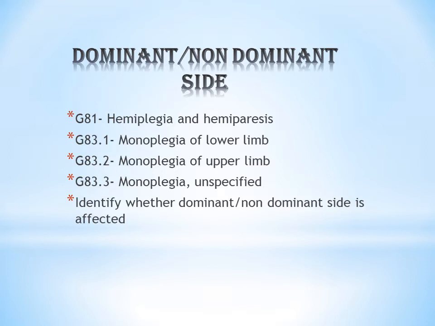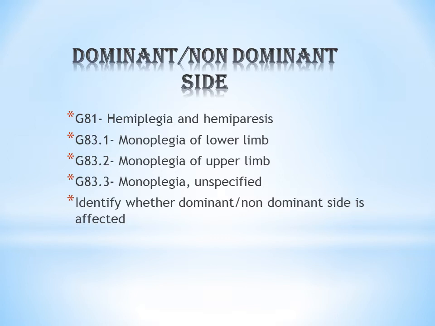Plegia means paralysis. Hemi means half, so hemiplegia means paralysis of either the right half or the left half, that is, paralysis of one half side of a body. What is monoplegia? Monoplegia means paralysis of one limb, either upper limb or lower limb. So hemiplegia means paralysis of half side of a body and monoplegia means one limb of a body.